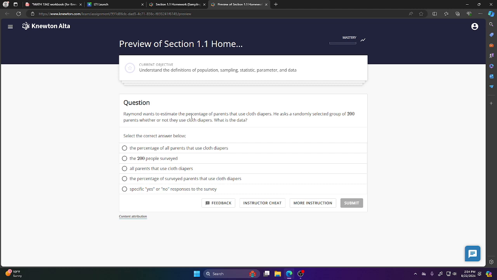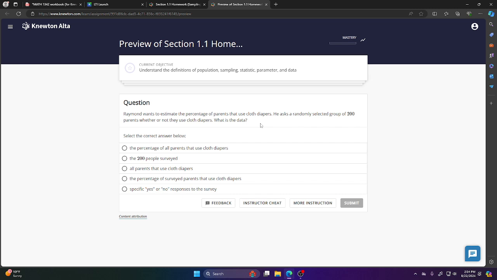So Raymond wants to estimate the percentage of parents that use cloth diapers. Let me tell you, it's kind of gross. We tried it. Moving on. He randomly selects a group of 200 parents and asks whether or not they do this. What is the data? I almost feel like I need to go back to the workbook to see what they mean by data, right? But let's go through and see here.